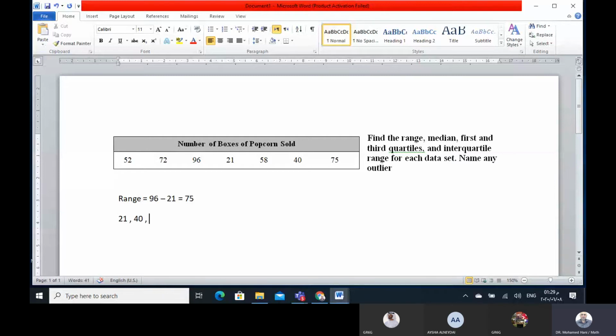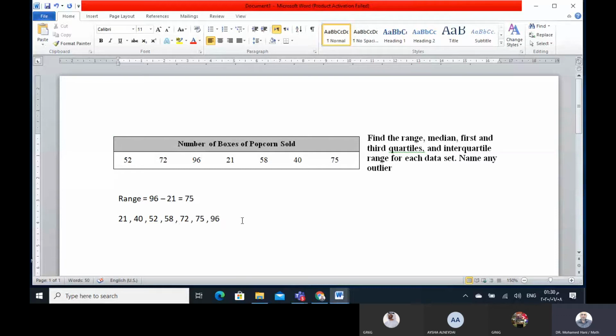Then we have 52. Then we have 58. Then we have 72. Then we have 75. And here I have 1, 2, 3, 4, 5, 6, 7. And here I have 1, 2, 3, 4, 5, 6. Remains one value. Here 75. Here 72. Remains the 96.